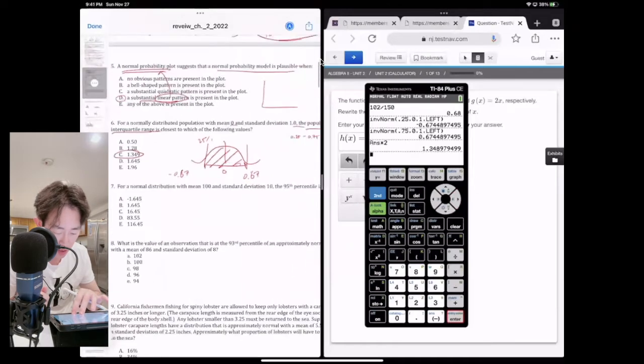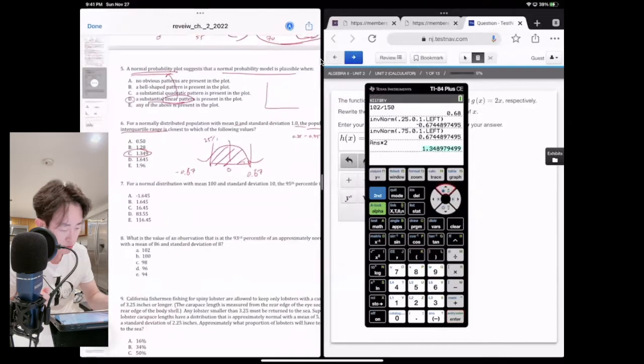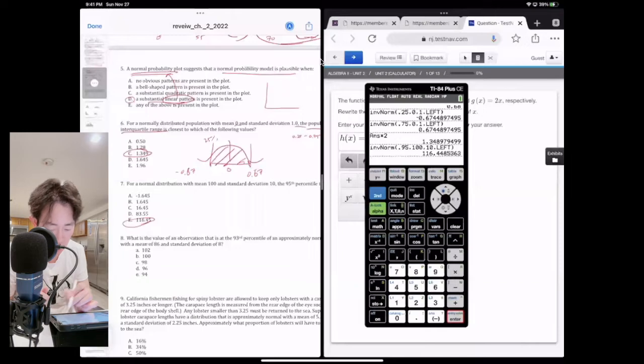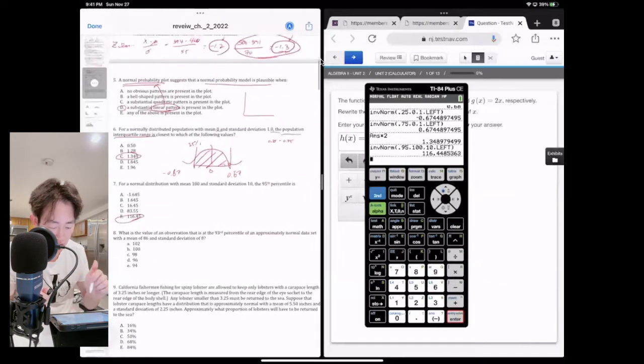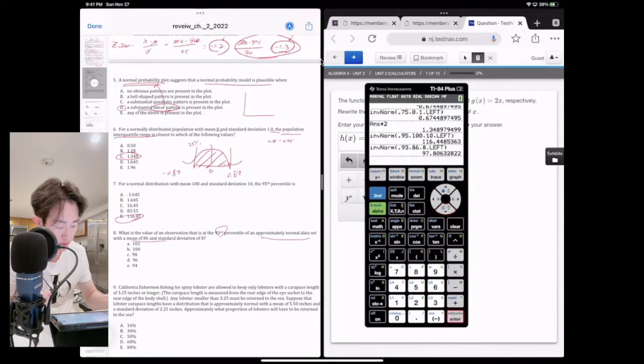For a normal distribution with a mean of 100, standard deviation 10, the 95th percentile. All right, so pretty much I'm going to do the same thing. Inverse norm, 0.95, 100, and 10. And so that'll be 116, which is E. What is the value of an observation that is at the 93rd percentile in an approximately normal data set with mean? Let's do it again. So inverse norm, 0.93 this time, with the mean of 86 and standard deviation of 8. So that's 97.8, which is 98. So C, E, C, yep, those are all the correct answers here.